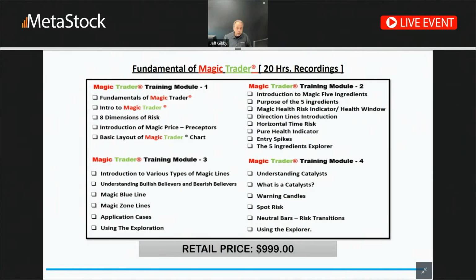Those modules are all recorded. They're available on instant access, so as soon as you sign up for them, you'll be able to get them. They cover the fundamentals, the dimensions of risk. I'm not going to read all of these, but you get an idea that they're very, very comprehensive. And those retail normally for $9.99.